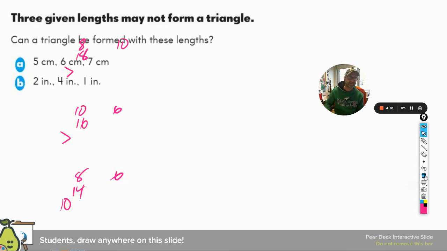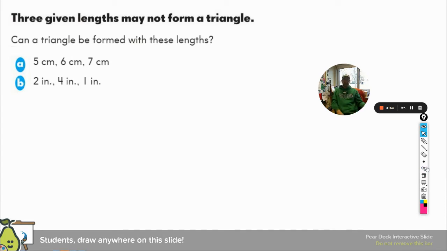Here's where the problem bits come. Look at these two sets of information. If you have line segments in those lengths, can you form a triangle? We'll talk in 5 seconds.